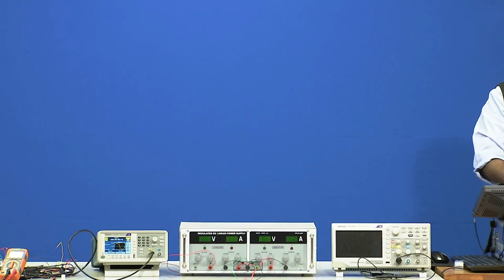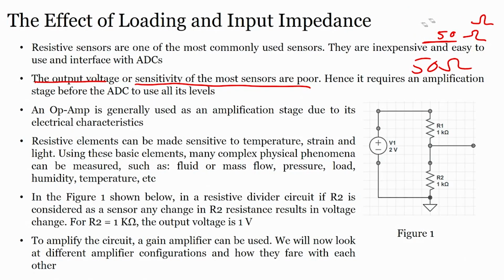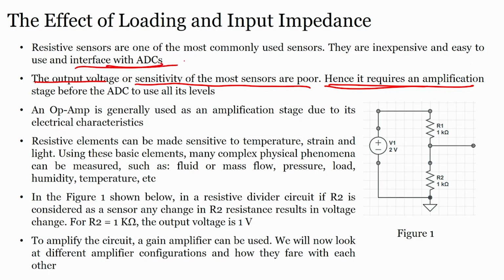If you can see on the screen again, these sensors are inexpensive, that is good, easy to use, beautiful, easy to interface with ADC, amazing. But what about the output voltage? Output voltage or sensitivity of most sensors is poor. Hence, it requires an amplification stage before interfacing with the ADCs, alright. So, that is very important. How this amplification is done, and when you do the amplification, how the loading effect comes into picture, we will see. First, let us see this one.